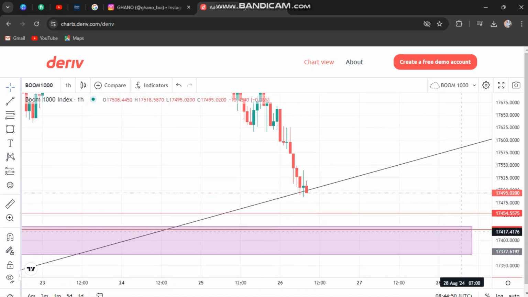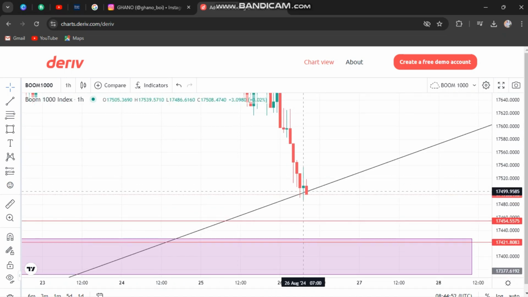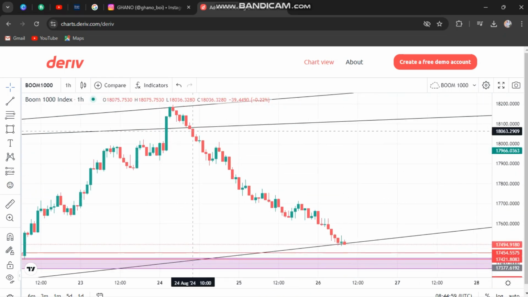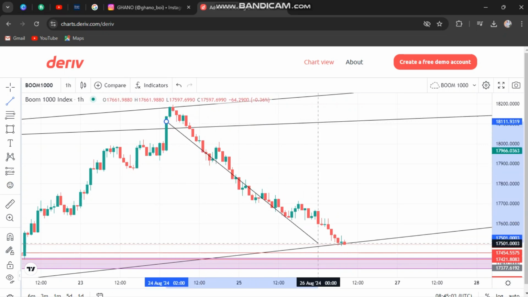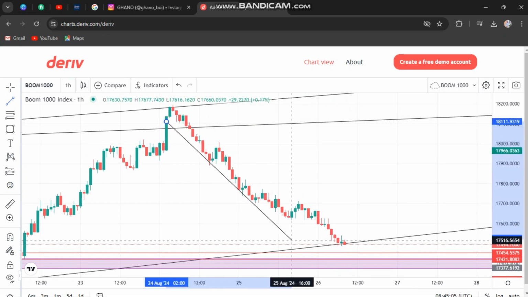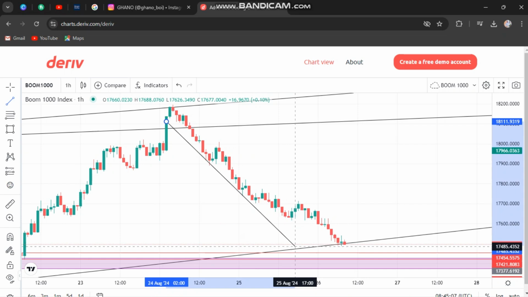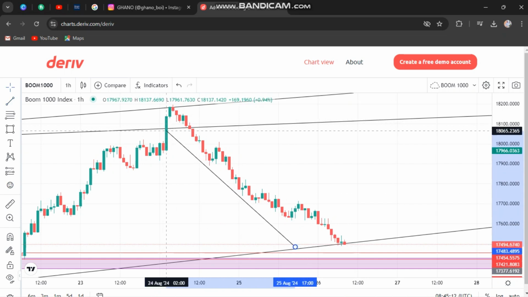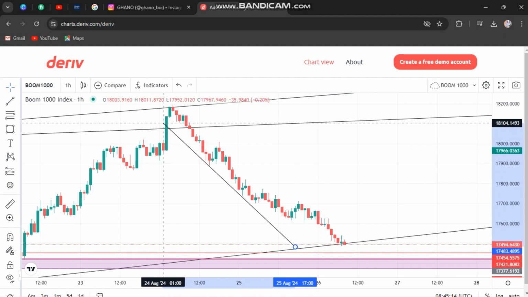Right now we just saw another rejection candle, which means the market is now losing momentum to go to the downside. It's still going to the downside, but no longer with the same effort that it was putting when it was going down. Guys, the trend line is not even going to fit here. For now, we're just going to wait for the market to play out, because you can see the trend line doesn't make sense here.